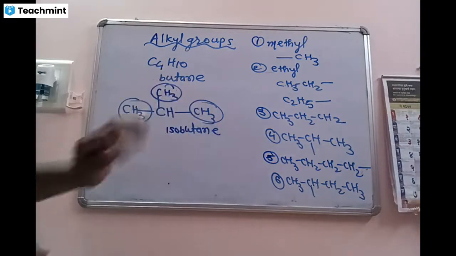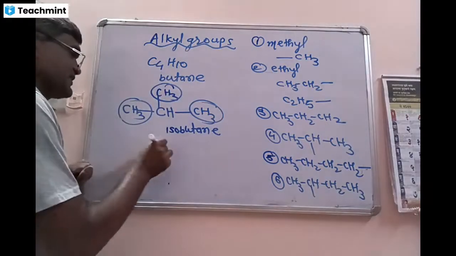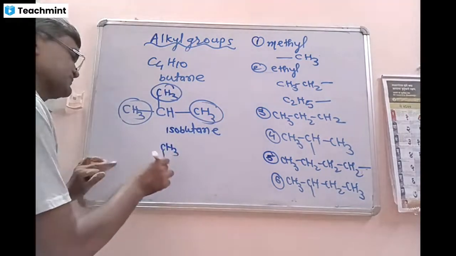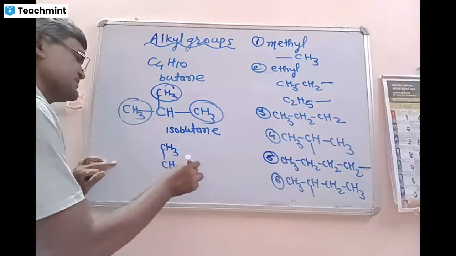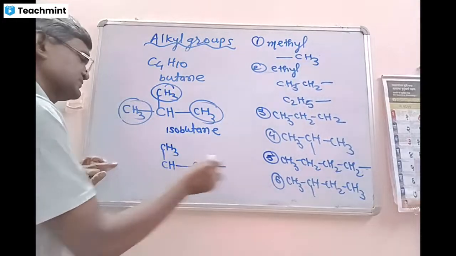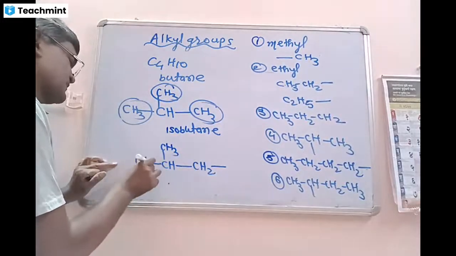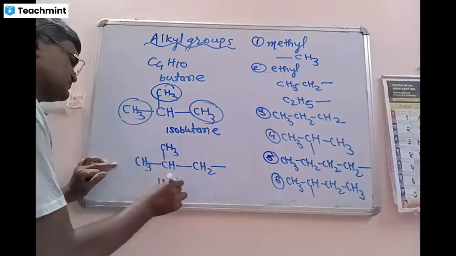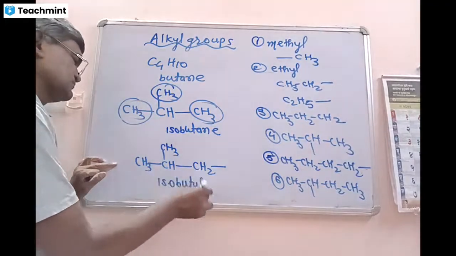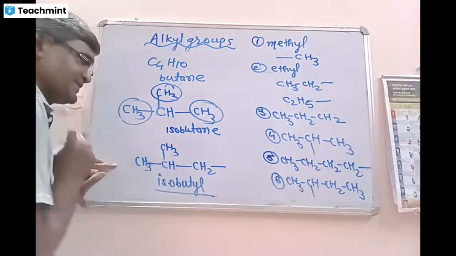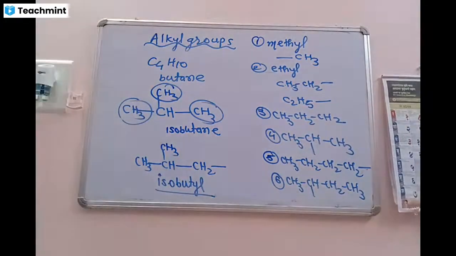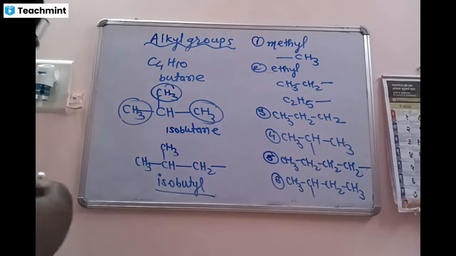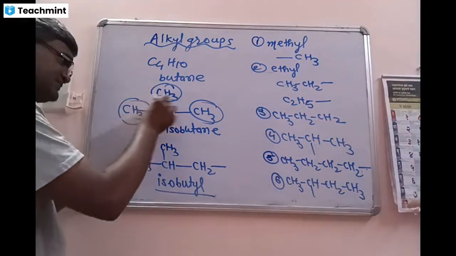Means there is again symmetry, and in that case I will get this type of compound. Not a compound, this is just a group. This is known as isobutyl. You got this one, isobutyl? Yes. Okay. Now one possibility is left here.